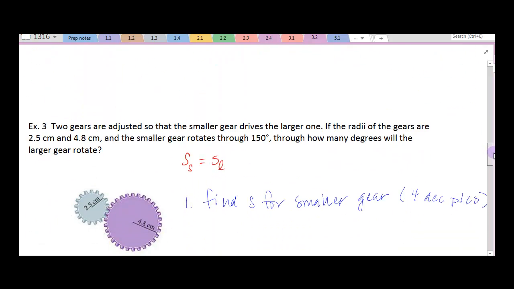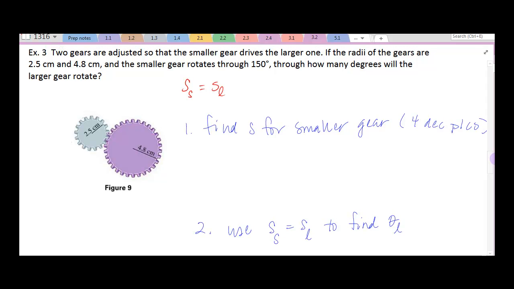Now let's look at one more example here. This example is dealing with two gears. So I have one small gear here that is going to drive the larger one. If I know the radius of both of these two gears, and I know, because I'm being told in the paragraph up here, the amount of rotation that the small gear makes, I need to figure out how much rotation that causes the larger gear to have. So this is all dealing with our idea of arc length.